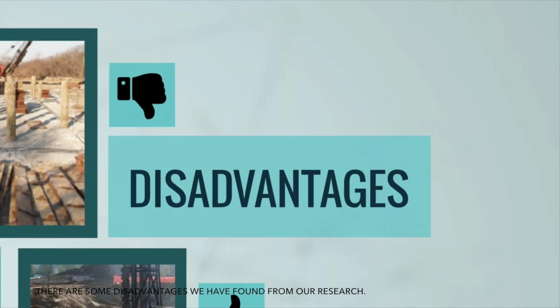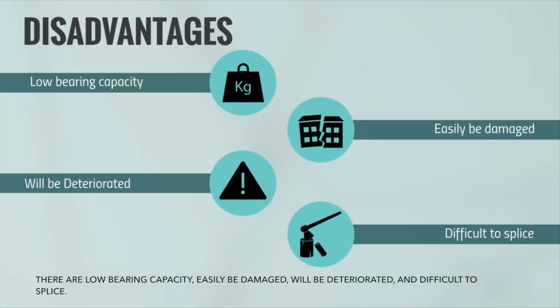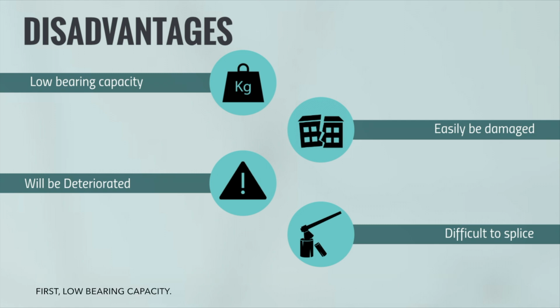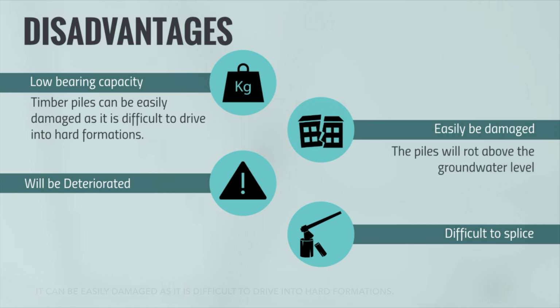There are some disadvantages we have found from our research. They are low bearing capacity, easily damaged, deterioration, and difficult to splice. First, low bearing capacity. Timber pile can only shoulder light load. It cannot shoulder heavy load because it is easily broken and cracked. It can be easily damaged as it is difficult to drive into hard formations.